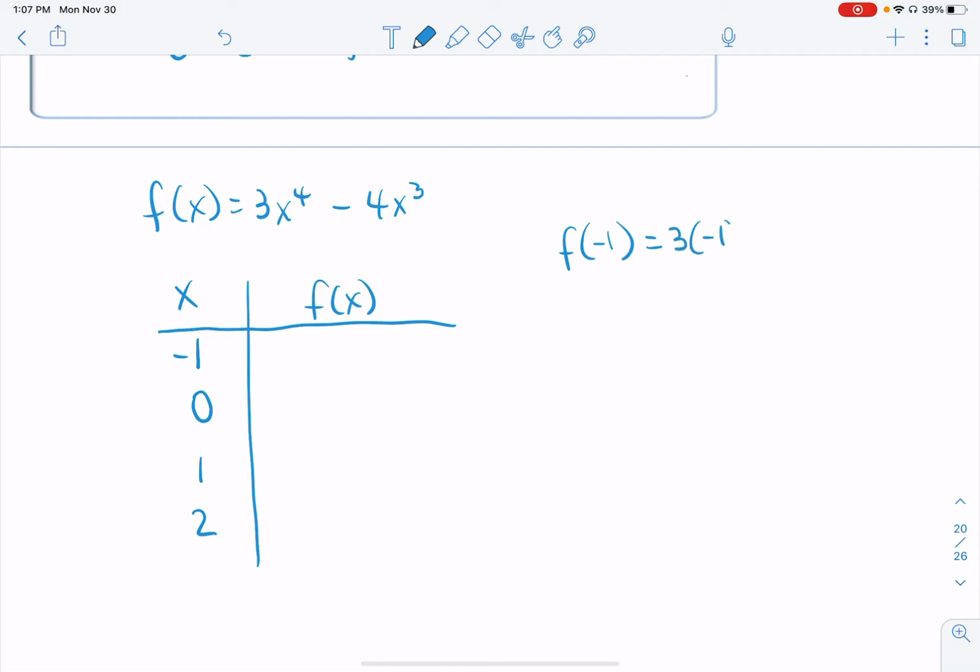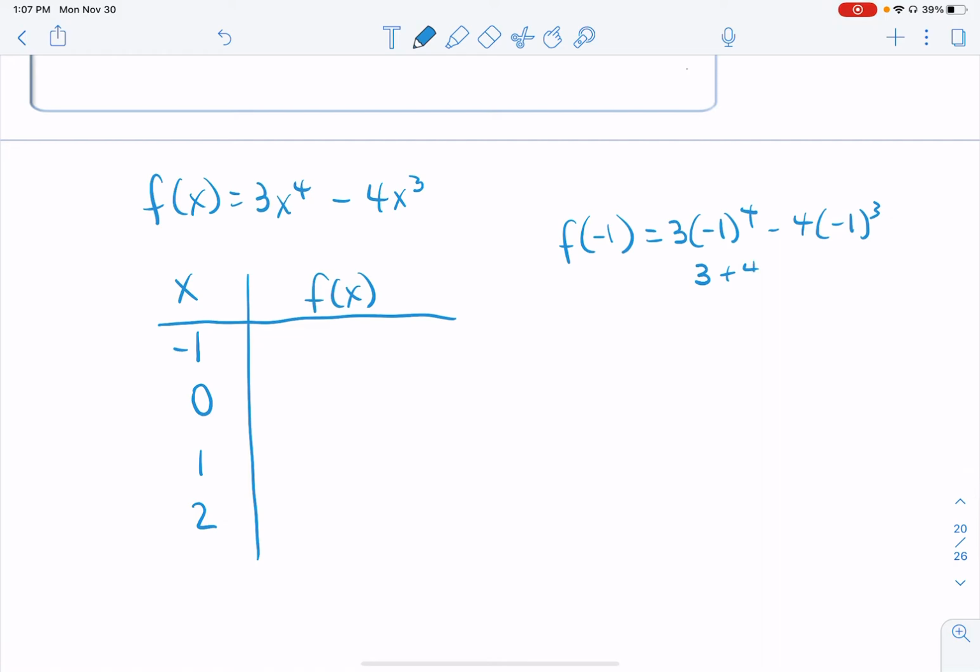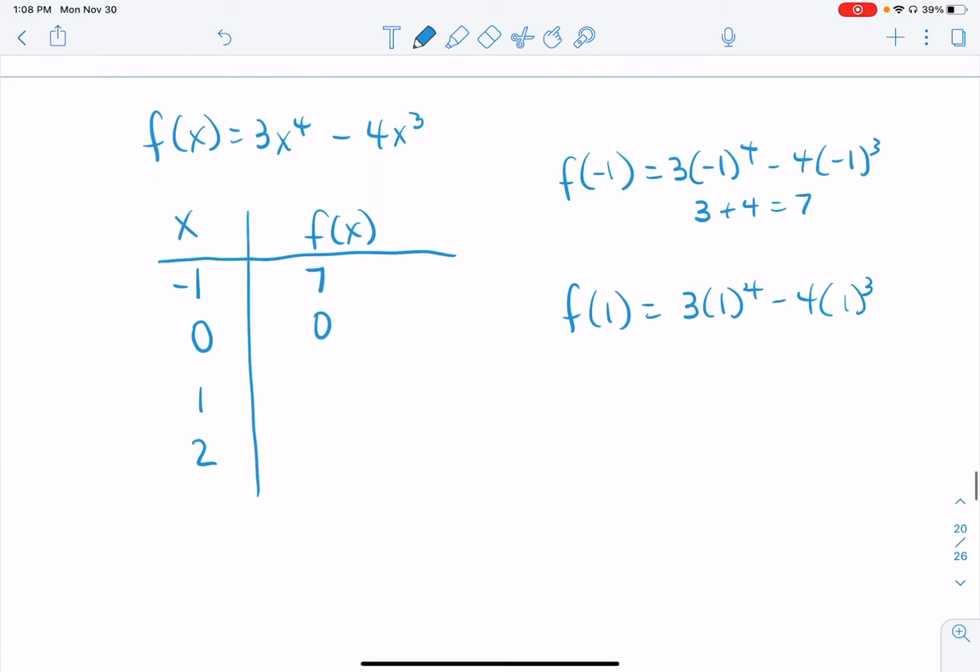So 3 times -1 to the fourth minus 4 times -1 cubed. -1 to the fourth is going to be +1. That's just going to be a 3. And then -1 cubed is -1, times -4 is a positive 4, which gives me 7. Plugging in 0, that's going to be easy. It's 0, it's all 0. Plugging in 1 is almost going to be as easy. 3 times 1 to the fourth minus 4 times 1 to the third. And I get 3 minus 4, which is 1. No, it is not. It is -1.